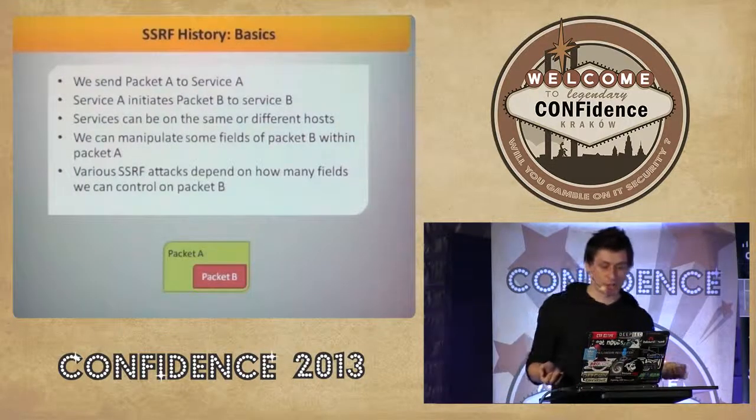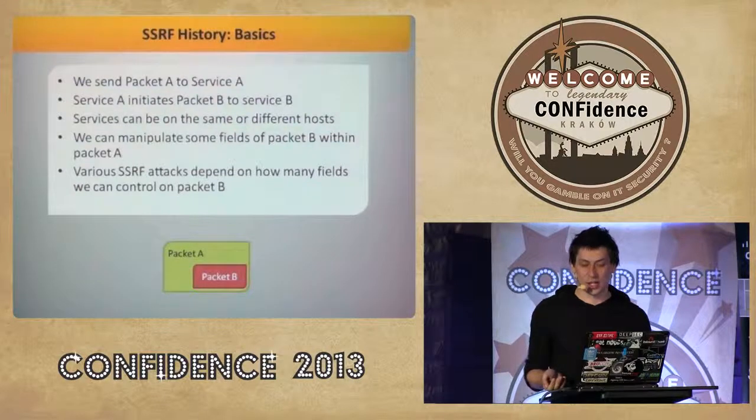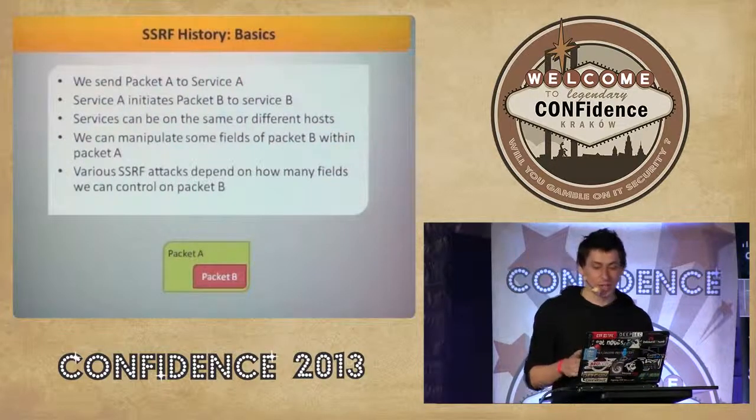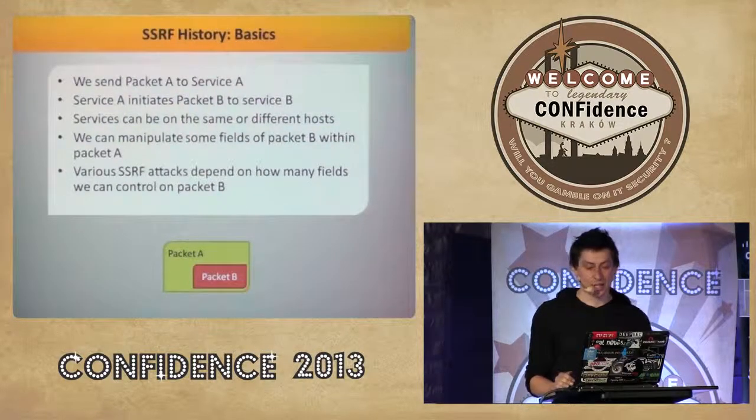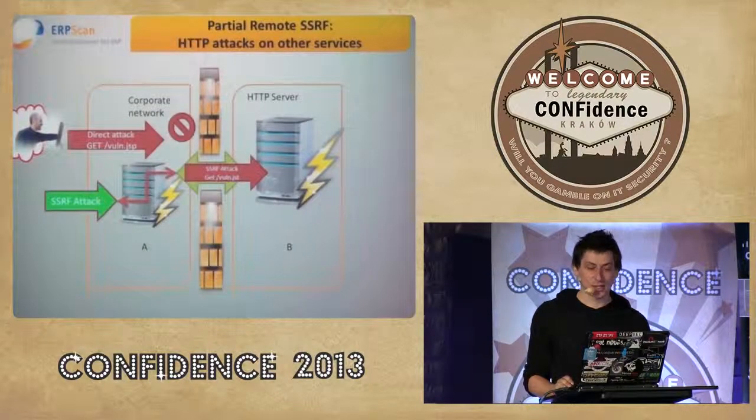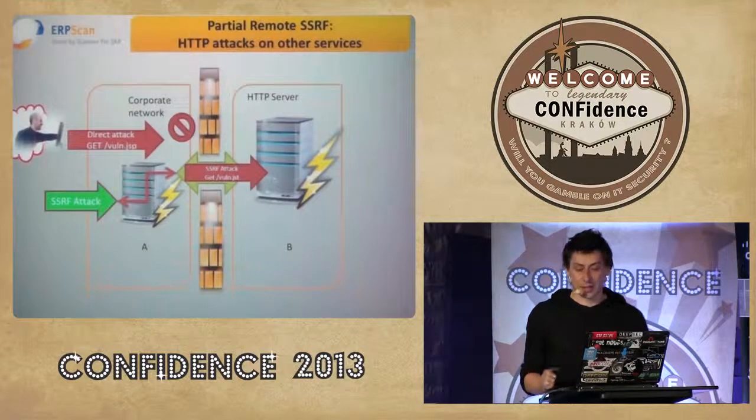Server-side request forgery, or SSRF, is an attack which allows us to make service A send our data to service B, and service A and service B can be on different hosts. We can manipulate some fields of packet B within packet A. Various SSRF attacks depend on how many fields we can control on packet B. On this slide, you can see the approximate attack vector.